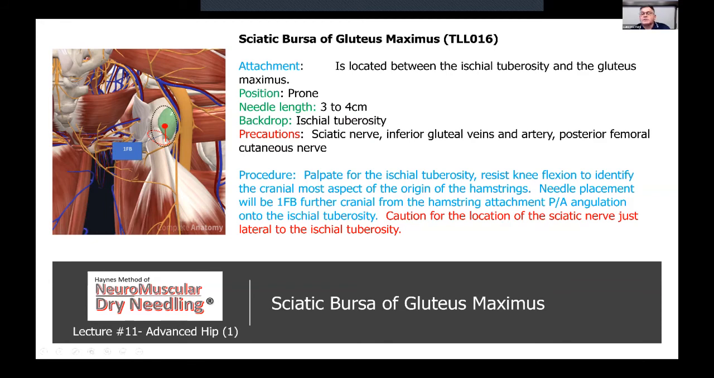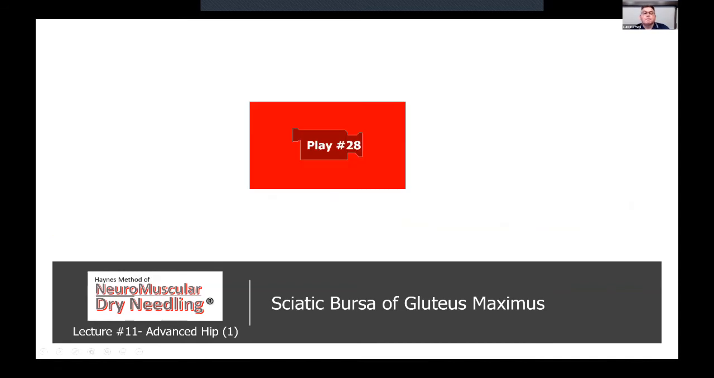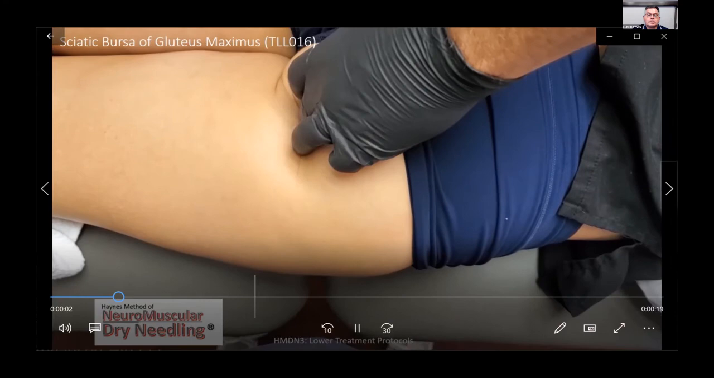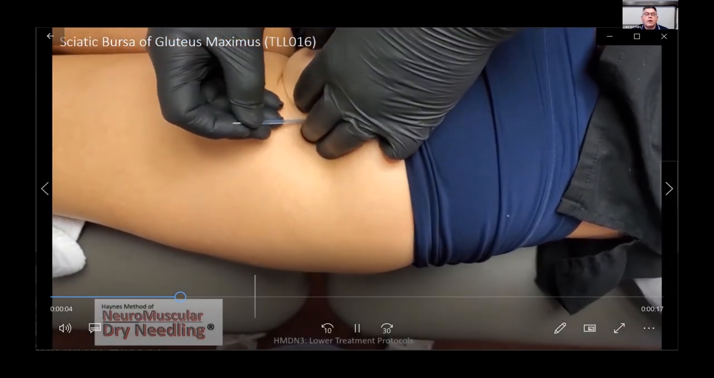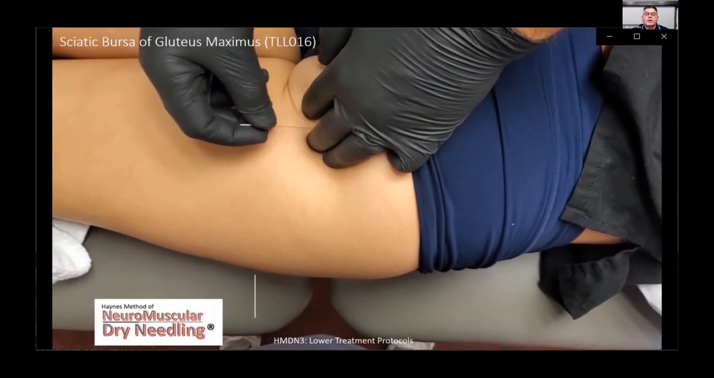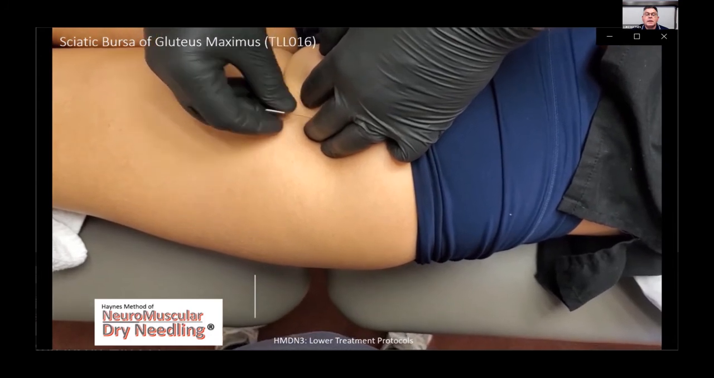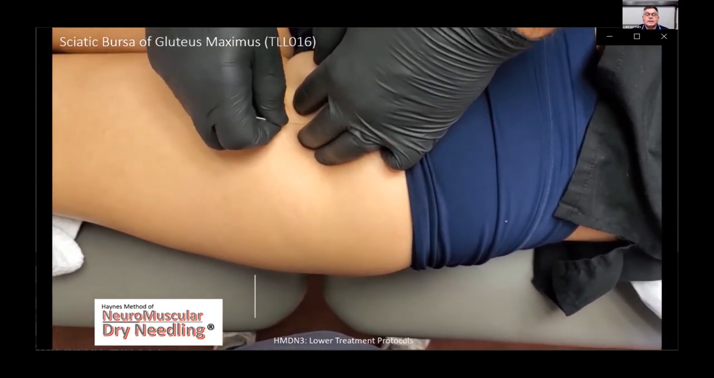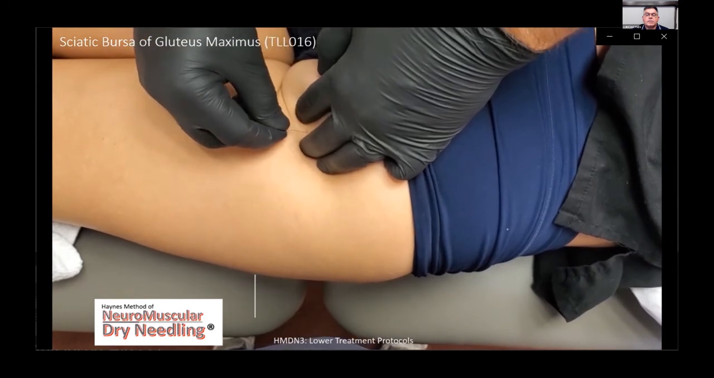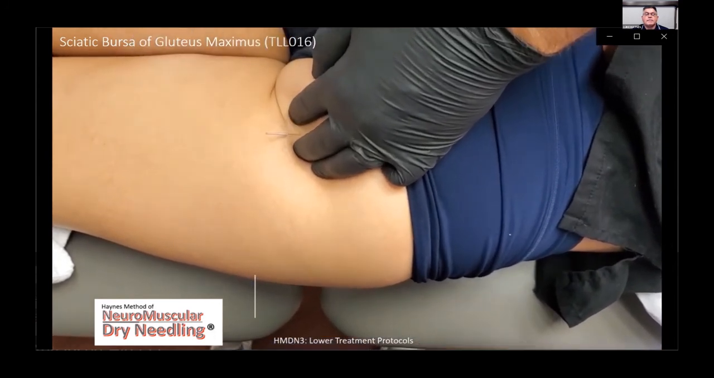There's the inferior gluteal veins and artery, the posterior femoral cutaneous nerve, which we will needle in lecture 12. So as long as we stay on that medial side of that, then we're going to needle into what we're looking for there. So we'll palpate, locate our ischial tuberosity, one finger breadth medial, and then we'll needle onto that, to the ischium as a backdrop right there.